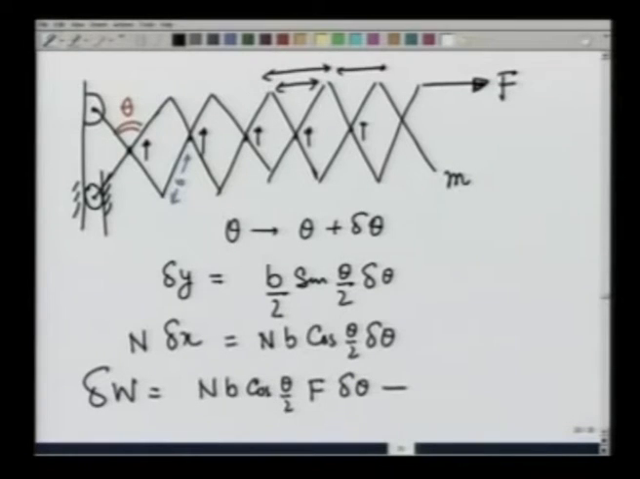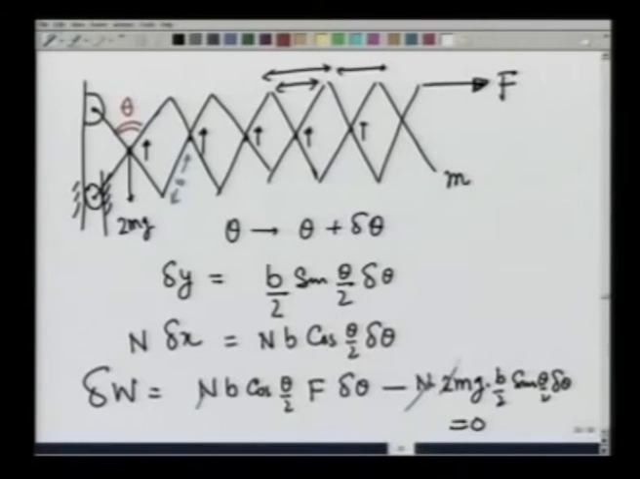minus this delta y at each link is doing work against 2 mg, and there are n such points. So, therefore, I am going to have n times 2 mg times b over 2 sine theta by 2 delta theta, and this should be 0. This n drops out, 2 cancels, so does b, and so does delta theta, and therefore, you again get, and let me write it here to keep on the same slide, F equals m g tangent of theta by 2, same answer as earlier.